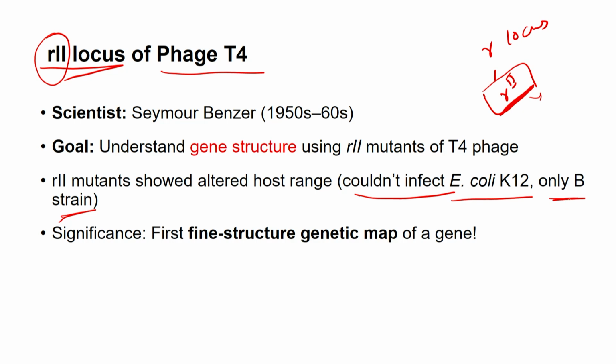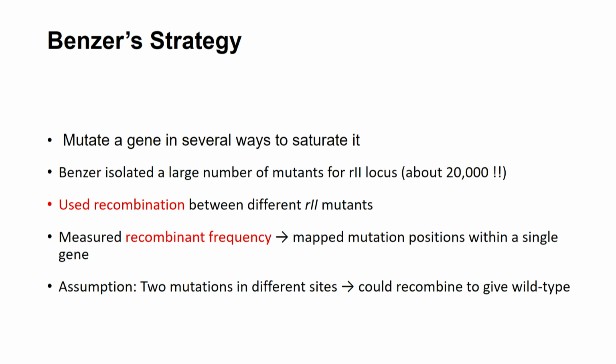That helped him identify the recombinants and identify the different mutants in context of one another. So what was his strategy? Let's go in detail. So he mutated. If you have a gene, right, and you think that this gene is a unit, then you can think that it goes all together, right.